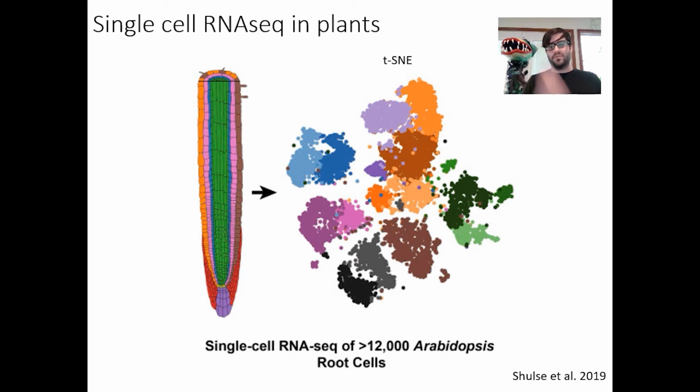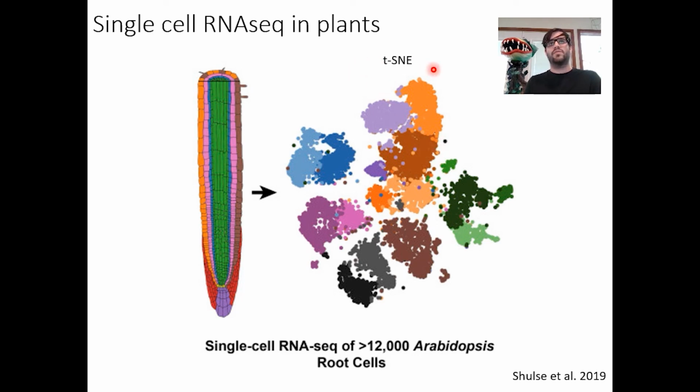But there have been some really exciting papers recently, like this one from 2019, where they were looking at single cell RNA-seq in Arabidopsis roots. Here we're showing the individual cell types. Each one of these corresponds to a different cell type in an Arabidopsis root. This is a culmination of about 12,000 individual Arabidopsis cells. Each one of these points here is a single Arabidopsis cell.